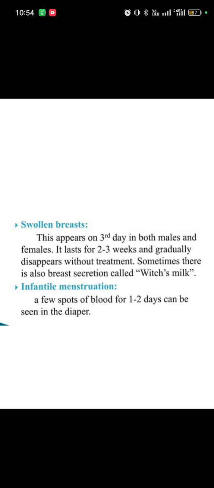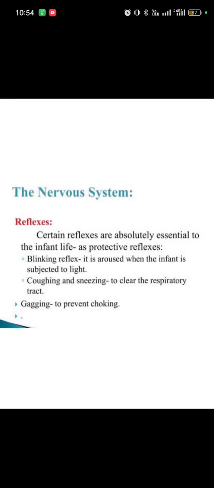Also some females have pseudo secretion. That is called witch's milk. And infantile menstruation is also called pseudo menstruation. A few spots of blood can appear in the diaper. That is called infantile menstruation. Next, coming to the nervous system, it's related to the reflexes.